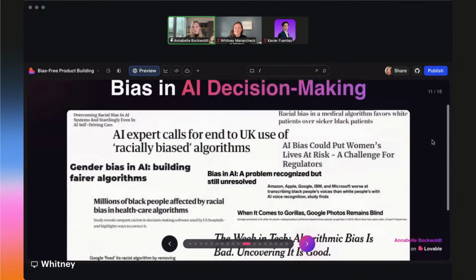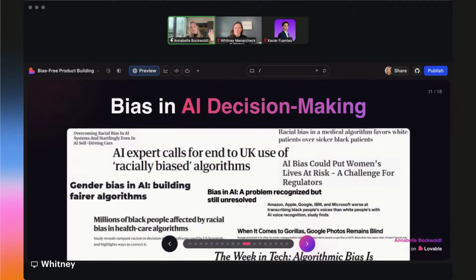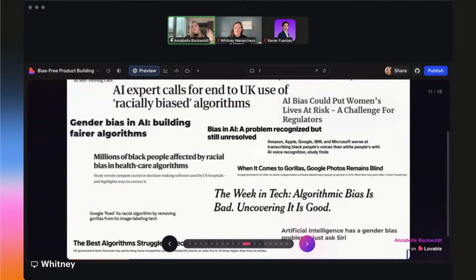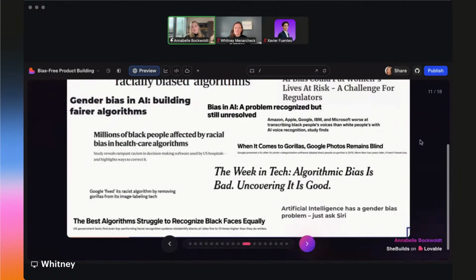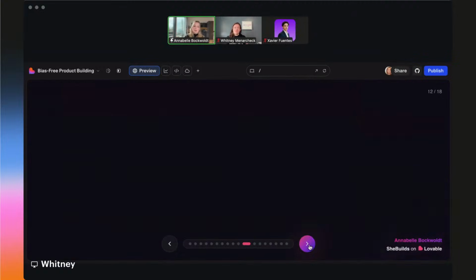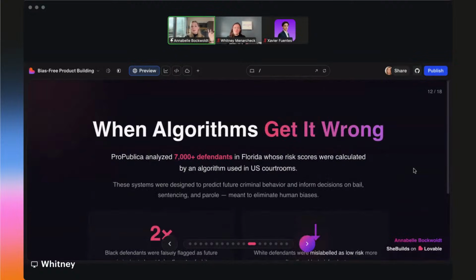And of course, since we're in AI and vibe coding and all of this, there's also a lot of bias in AI and decision making. I just collected a couple of headlines in here. We see that it oftentimes comes to racism in algorithms. It comes to gender bias. There's a lot of stuff if you look it up. And I actually brought you one case study.